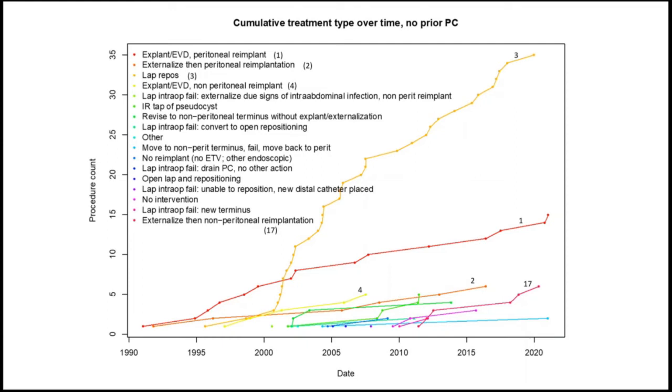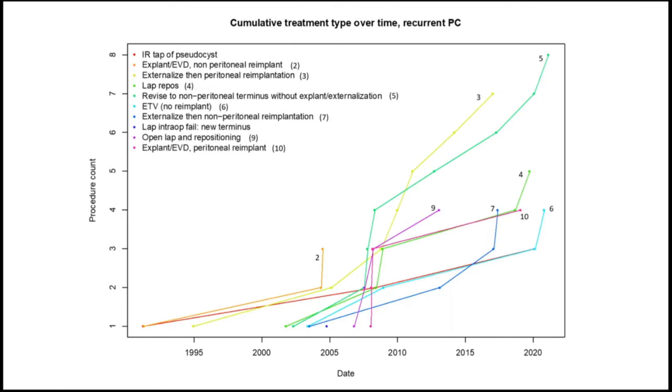and the other curves, a lot of them are peritoneal reimplants, and they did well. This is treating recurrences. Curve 5 is revising to a non-peritoneal terminus, but for the other curves, a number of patients were treated with putting the shunt back into the peritoneal space on the recurrences. Curve 6 is ETV, so some patients, 4 out of this whole data set, were treated with an ETV and the shunt was ultimately removed.